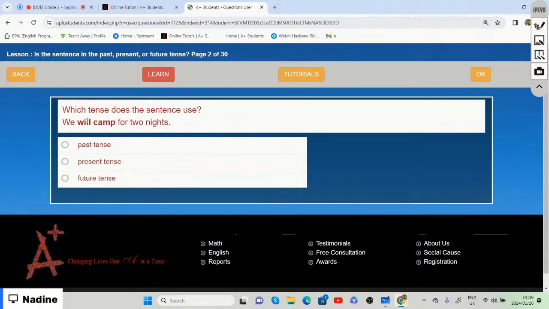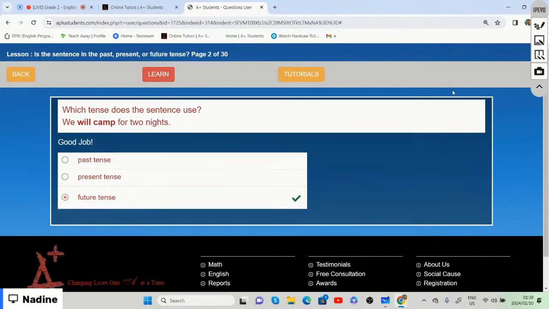So will camp, if we specifically look at the word will, is this in the past tense, in the present tense, or in the future tense? And if we look at the word will, then we can say this is in the future tense, right? Future tense. All right.